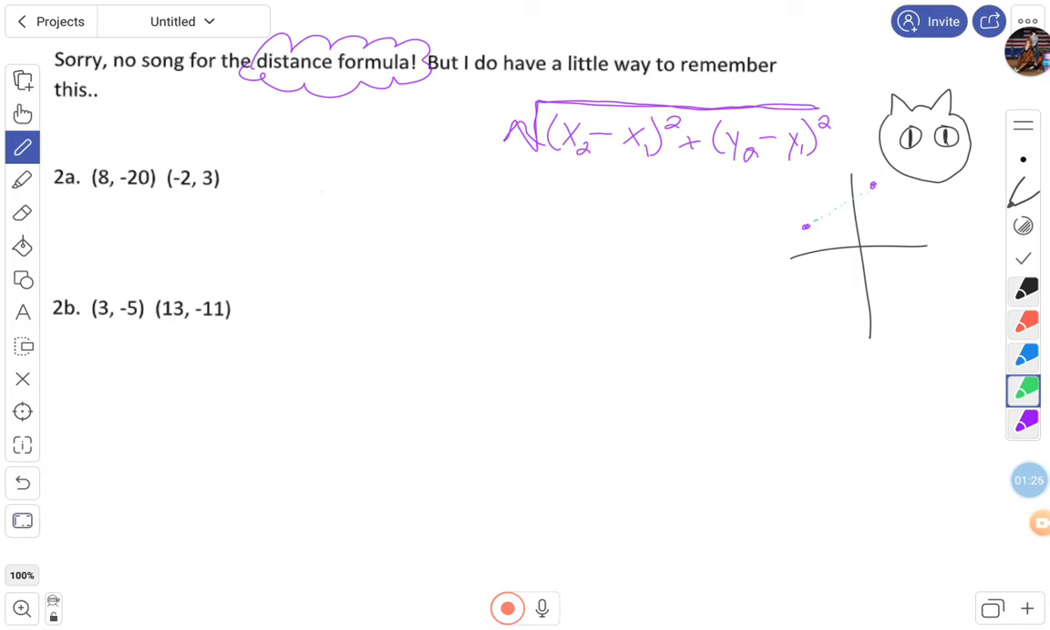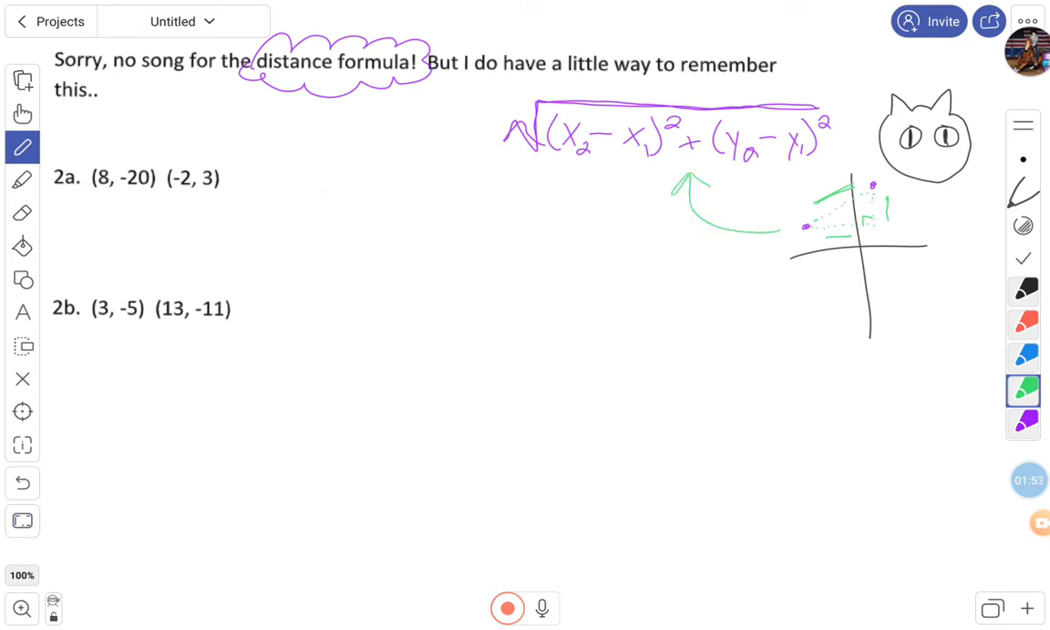Now when I do that, what I'll be doing is first figuring out how far to the left and right it goes, followed by how far up and down it goes. And if you notice, that makes a right triangle. Oh, and look, in right triangles, if I take the first leg and I square that and add it to the second leg squared, it equals the hypotenuse squared. So if I square root that, that would give me my answer for this length here.